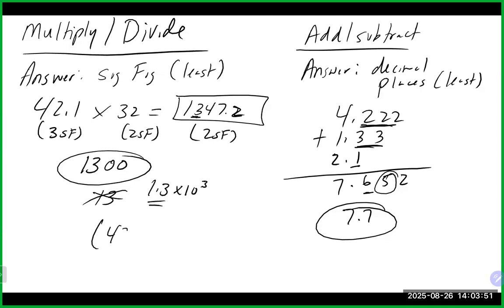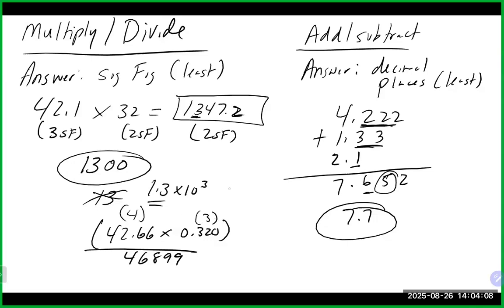So if I took 42.66 times 0.320 and divided it by 46899, here we would do what's in the parentheses first as multiplying. That has 4 significant figures. This has 3 significant figures, which means technically, when we're done with the top part, we should end up with 3 significant figures. The next thing we would do is take the top part divided by the bottom, which has 5 significant figures. So we're ultimately taking 3 sig figs divided by 5 sig figs. That means our answer should end up with 3 significant figures based off of the first calculation we did. So you do have to keep track of what you're doing along the way.